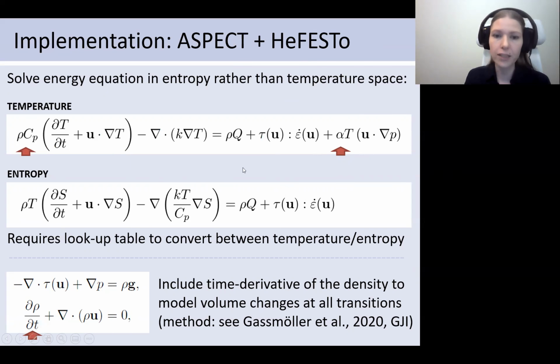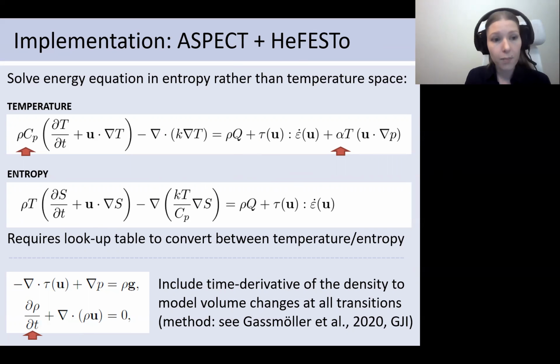Otherwise, we can see that the structure of these equations are really similar to each other, so we don't actually need any new numerical methods to solve them. But our new equation now contains both the entropy S and the temperature T, and so that means we need a lookup table where we can convert between the temperature and the entropy for each point in the model. And that's what we compute using Hephaestus.